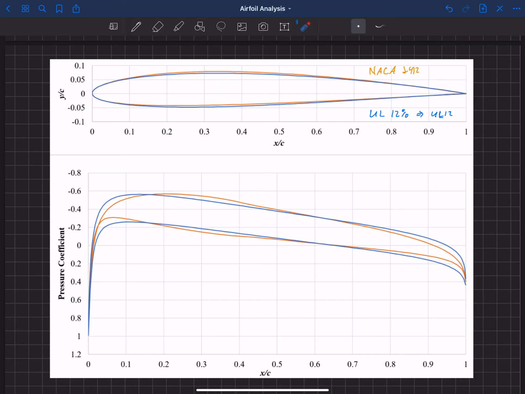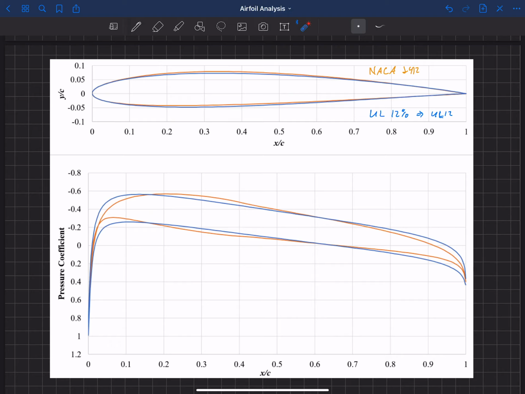Final thoughts on camber line design. So we've learned that the camber line, the distribution of the camber line, or the strength of the vorticity along the camber line, I should say, is directly related to the delta pressure from the upper and the lower surface, and the strength of gamma depends on the curvature of the camber line, or the slope of the camber line at any location.